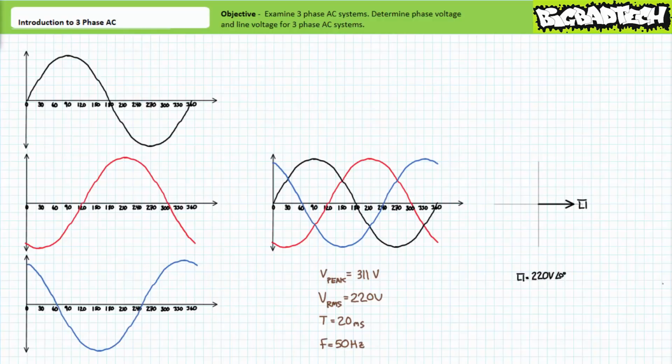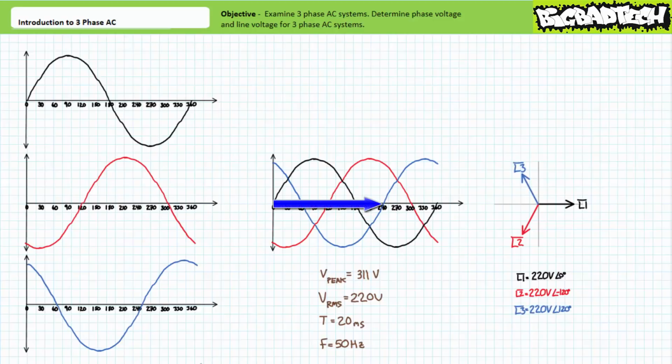Operating under this assumption, L1 can be expressed far more compactly as a phasor equivalent of 220 volts at an angle of 0 degrees. Given waveform L2's zero crossing going positive appears 120 degrees after our assumed reference waveform, it can be said that L2 in red lags L1 in black by 120 degrees. L2 can be expressed as a phasor equivalent of 220 volts at an angle of negative 120 degrees.